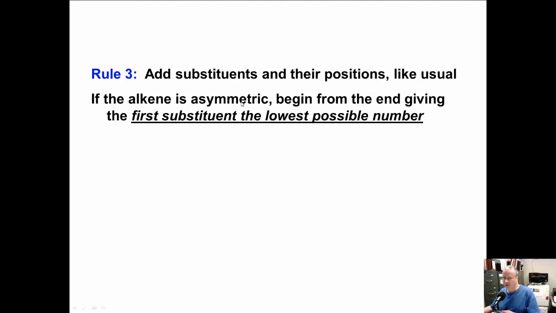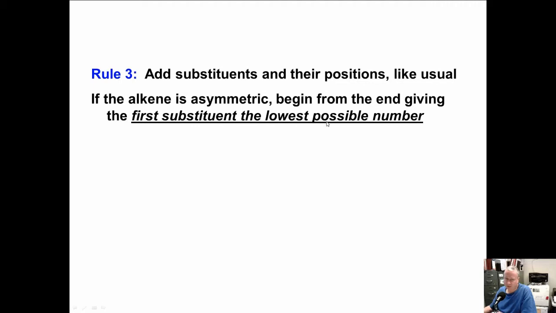Okay, so moving forward with naming, if we have substituents, we add them into the name with their position numbers. If the alkene is asymmetric, meaning it has different left and right sides, we begin from the end that gives the first substituent the lowest possible number. Okay, let's see an example of that.